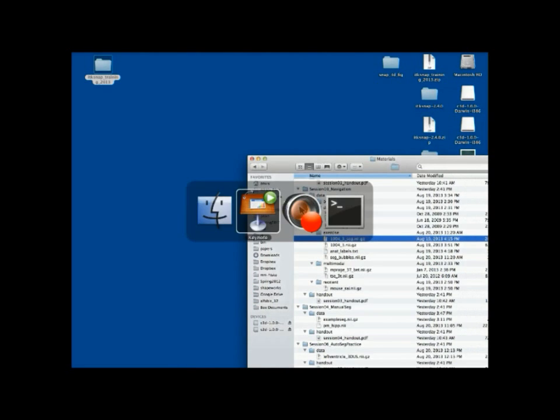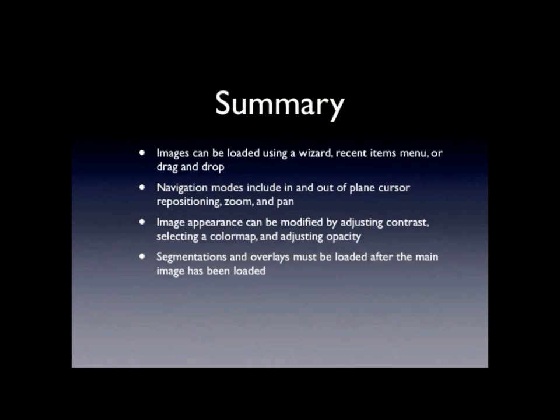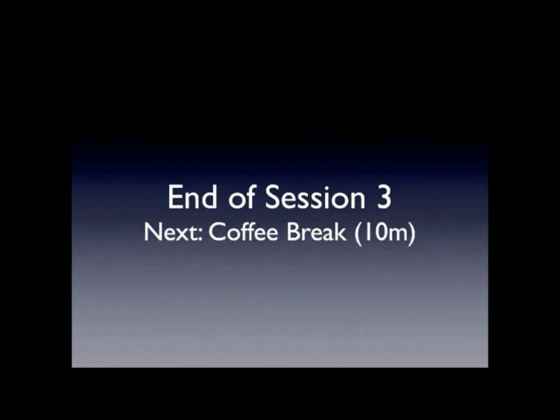Okay, so I'll stop. I'll just summarize that you can load images using Wizard, History, Drag and Drop. We covered navigation modes that include in and out of plane cursor movements, zoom and pan. We can adjust contrast in images, change color maps, adjust opacity, and we can view multiple images of the same subject, either using overlays or using multiple ITK-SNAP sessions, as I just showed you. So that's the end.